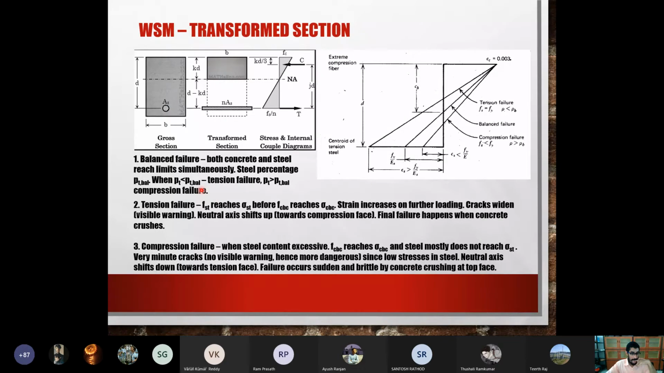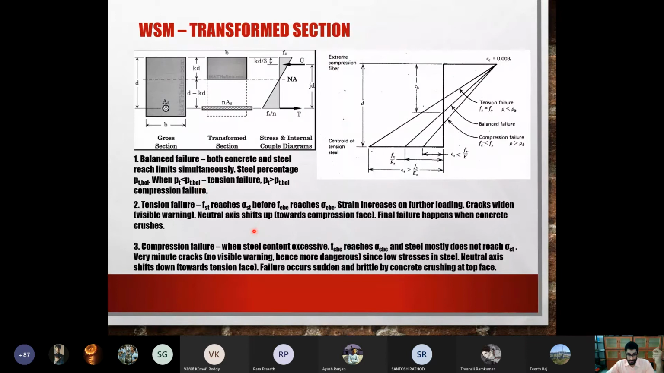Steel is going to fail first under tension. When will this happen? It will happen if the steel is less in percentage. Simple, just a very simple answer. If the steel is less, then it is going to fail first.